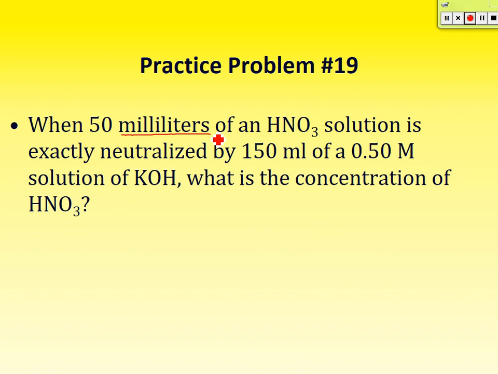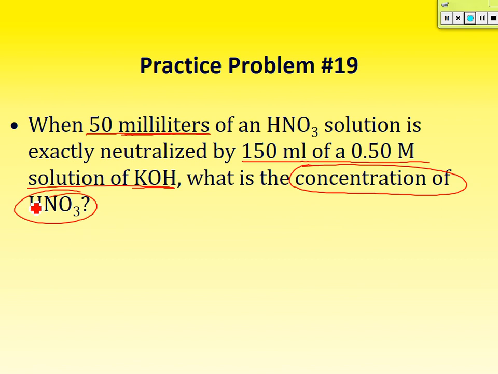But let's underline first what they gave us. 50 milliliters of HNO3. They gave us 150 milliliters and 0.5 molar of KOH. And they're asking us, what is the concentration of HNO3? So please do that in your books. Underline what they gave you. Circle what they're asking you to find.